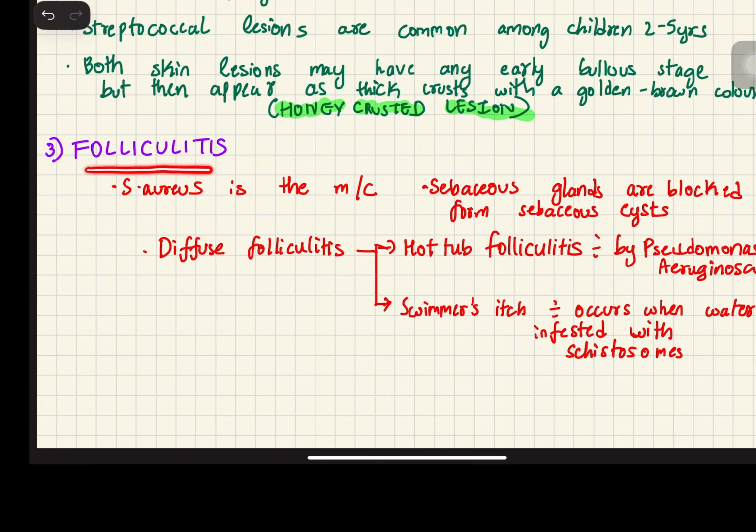Next, into the follicles. Folliculitis, angry hair roots. Most common cause is Staphylococcus aureus. The sebaceous glands are blocked and it gives rise to a sebaceous cyst. And diffuse folliculitis is divided into two types. One is hot tub folliculitis. These are most commonly caused by Pseudomonas aeruginosa. Basically, they are diffuse, itchy post-soak. And the next one is swimmer's itch. They occur when water is infested with schistosomes. They occur as papules. Treatment: you can give benzoyl peroxide topically, cephalexin if bad.